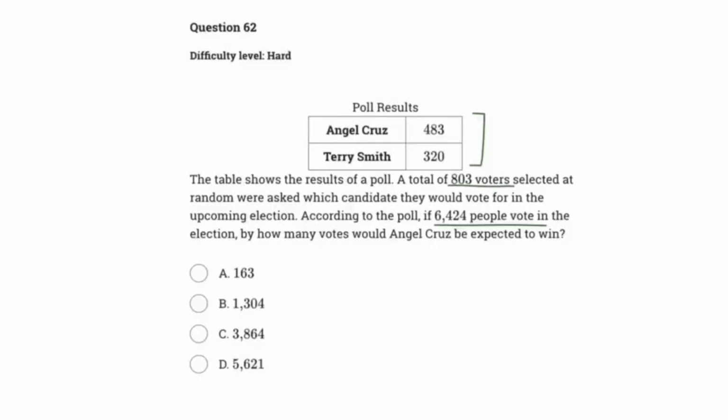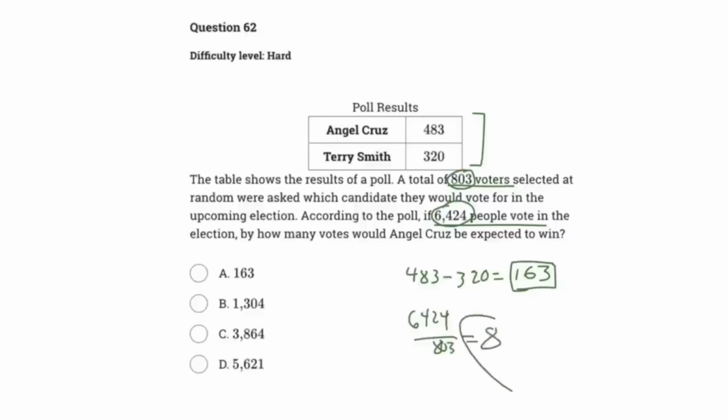Therefore, what we want to do here is find the actual difference that Angel Cruz wins by. So 483 subtracted by 320 gives us a value of 163 votes. So now that we have this number of 163, we can't just use this number because that's only of the 803 voters. We need to scale it up, right? And to find the scale factor, we can just apply the comparison between 803 and 6,424. So 6,424 over 803 should give us that scale factor, and that's going to be around 8.